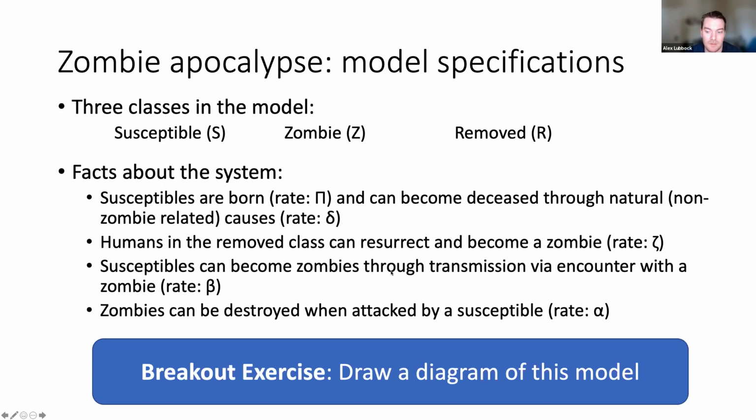Susceptibles can become zombies through transmission via an encounter with a zombie at some rate beta. And zombies can be destroyed when attacked by a susceptible at some rate alpha. So the idea is that you're going to draw a model of this system, basically with boxes for each of these classes, and then you draw arrows between them with these rates.